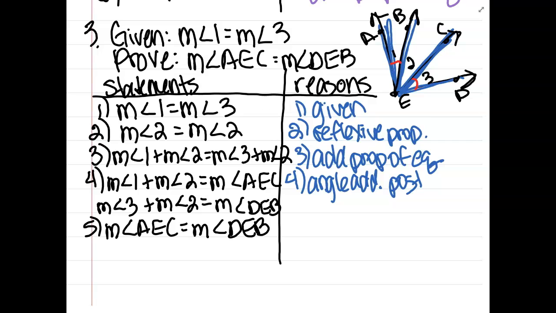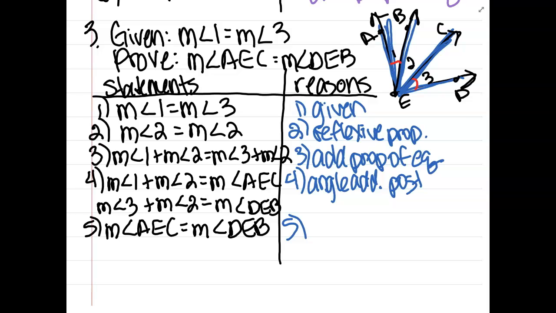Okay, now this last one can be kind of hard to see here. So then they get to the conclusion. They say, oh, well, then the measure of angle AEC equals the measure of angle DEB. So they went from saying the measure of angle 1 plus the measure of angle 2 equals the measure of angle AEC, and the measure of angle 3 plus the measure of angle 2 equals the measure of angle DEB.